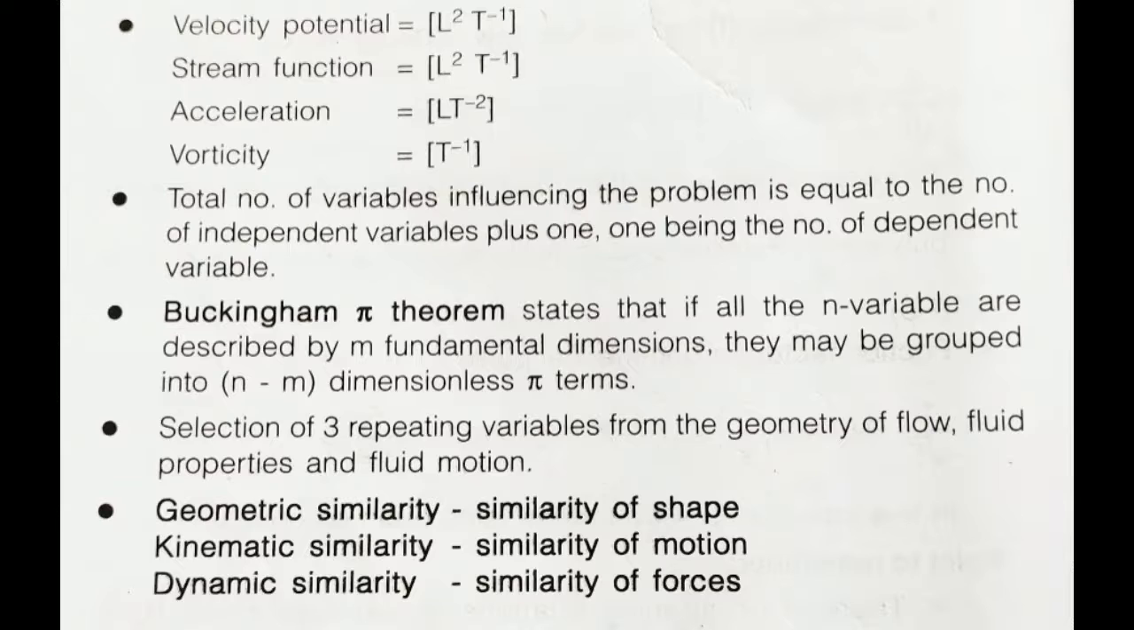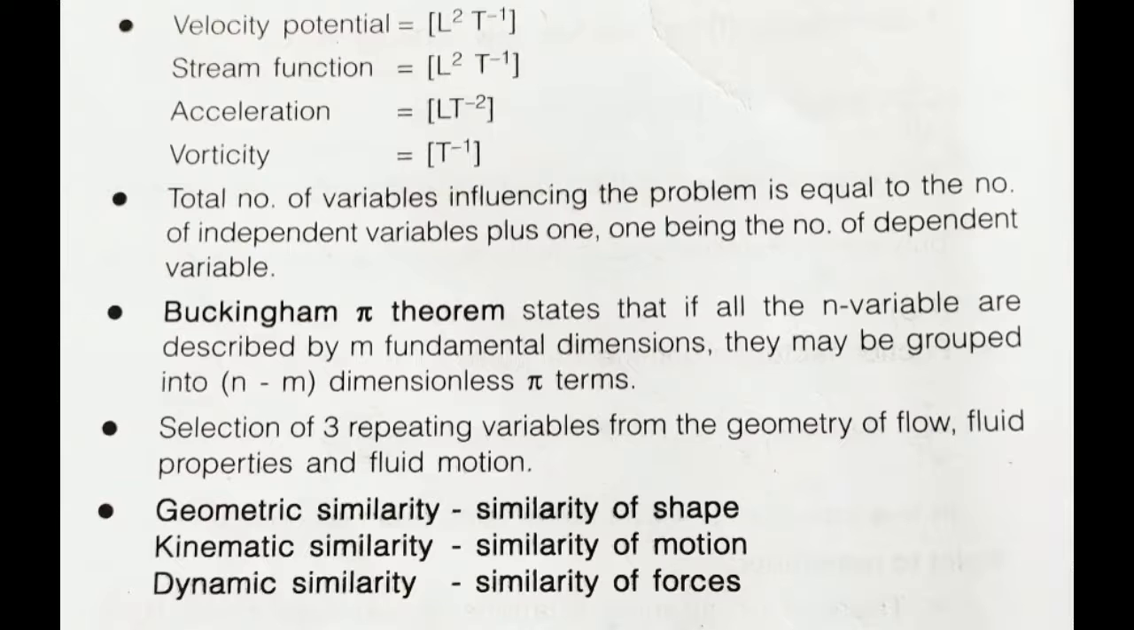Next is Buckingham's pi theorem. It states that if all the n variables are described by m fundamental dimensions, they are grouped into n minus m dimensionless pi terms. Selection of 3 repeating variables from the geometry of flow, fluid properties and fluid motion.